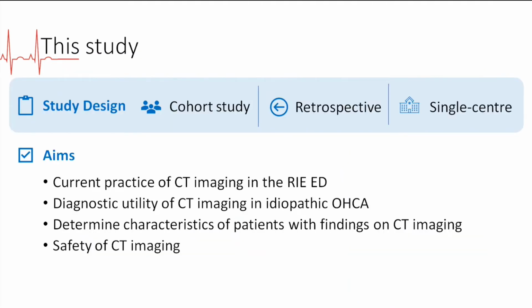So it was a single centre retrospective cohort study, and our aims were to look at current imaging practice here, with what scans we did and how many scans we did, and then whether or not they went on to identify either the arrest cause or other relevant pathologies. And then looking at if there was a difference between patients who had pathology imaging and those who didn't, and then finding the safety of imaging.